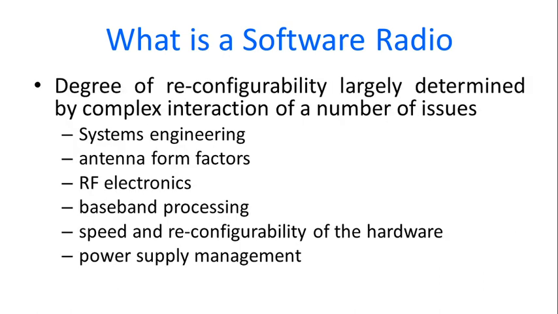So how much reconfiguration should we have? That depends on a complex integration of a number of issues. At the overall systems engineering level, we should see what issues we have so that we can have the reconfigurability. The antenna form factor: when you ask how much the air interface can change, it depends upon the antenna form factors, that is, what different range of frequencies the antenna can support.